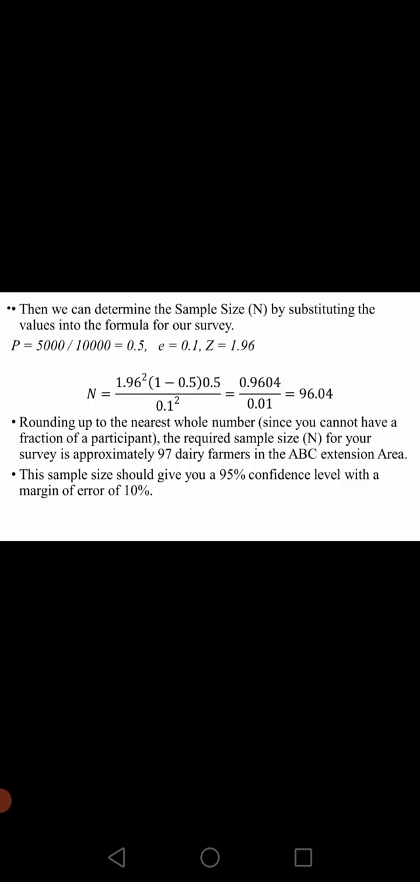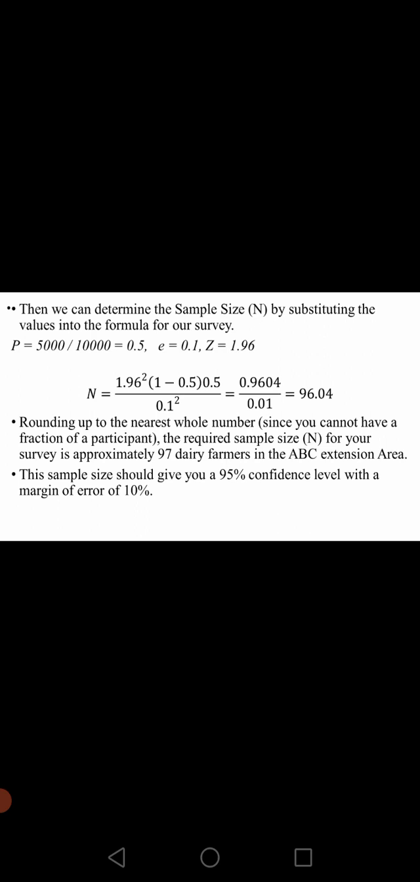Now, let's determine the sample size. Tikufunikira alimi angati oti atipase information yomwe tikuyifuna from that EPA. So, we can go to the formula. We have P, which is 0.5. We have our margin of error, 0.1. And we have Z, 1.96.